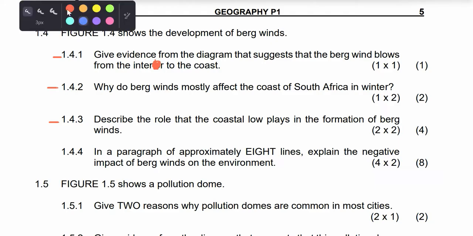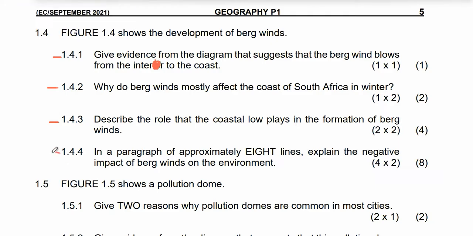Let's climb to the next question. On point 4.4, in a paragraph of approximately 8 lines, explain the negative impact of berg winds on the environment. These are the warm, dry winds, so what are the negative effects that they bring? Mind you, warm, dry winds cause uncomfortable conditions to humans.